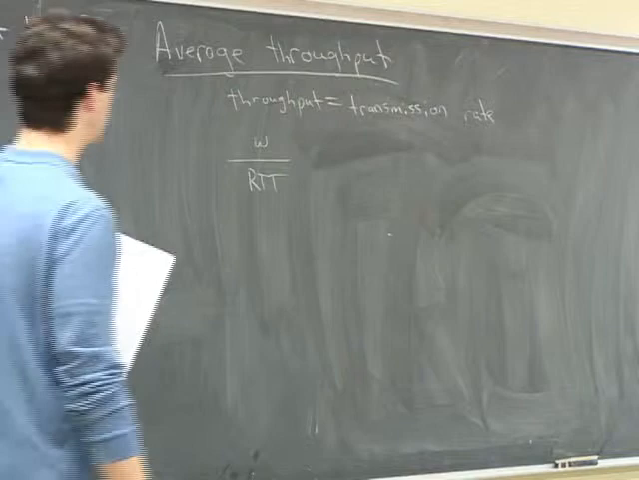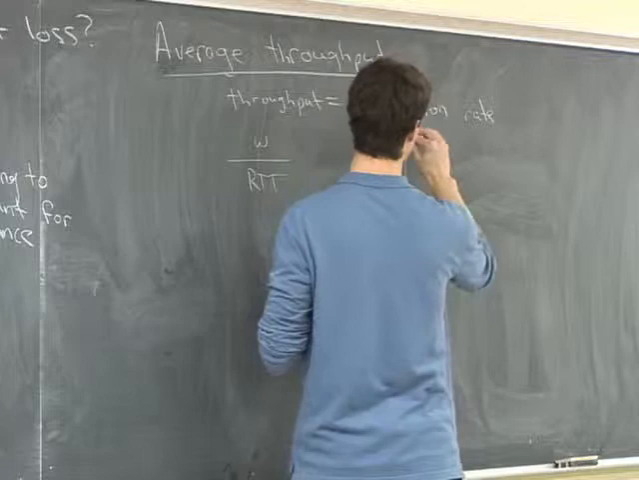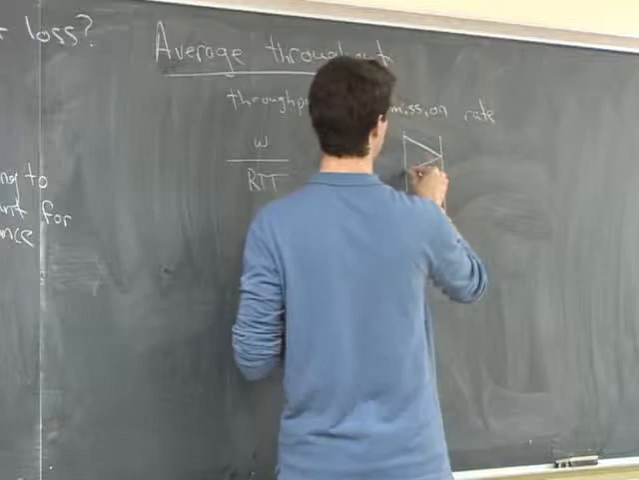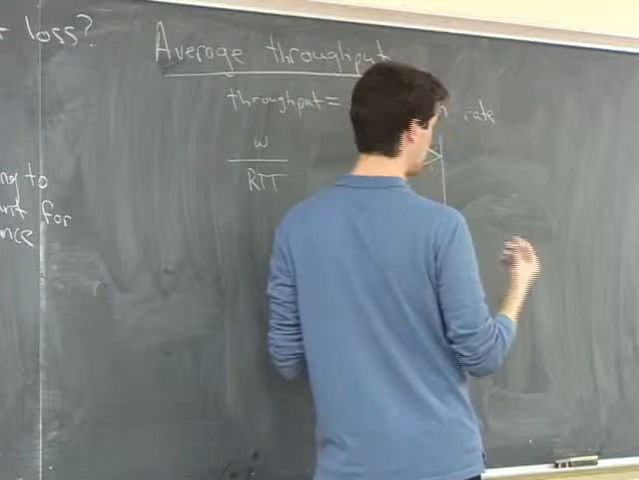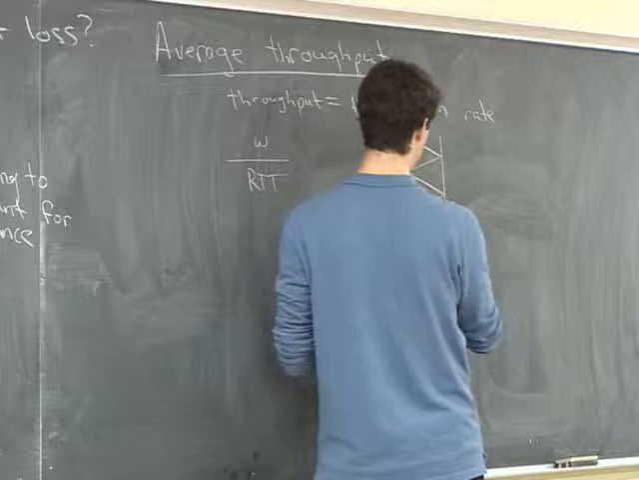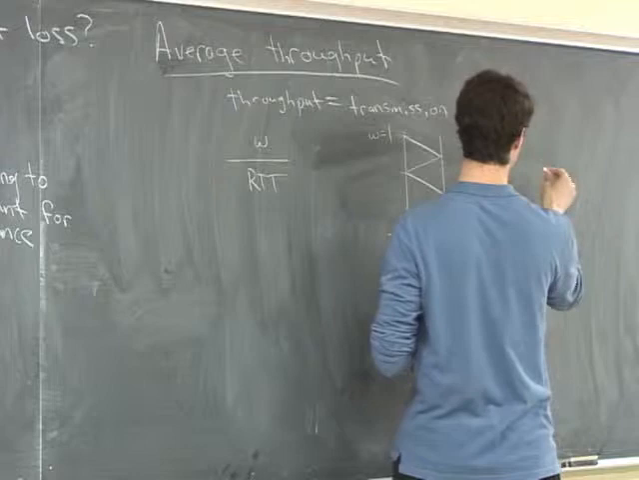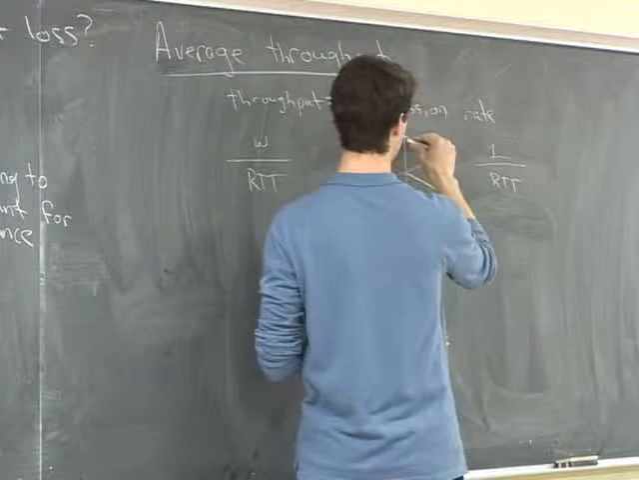All right, now to get a little bit of intuition behind this, if we assume we have a static window where we do like the stop and wait protocol where our window size is always 1, then every round trip we're sending 1 packet, right? And so that means that we're sending 1 packet every round trip time. And if we were to have a window size of 2, you could see that we're sending 2 packets every round trip time and so on.